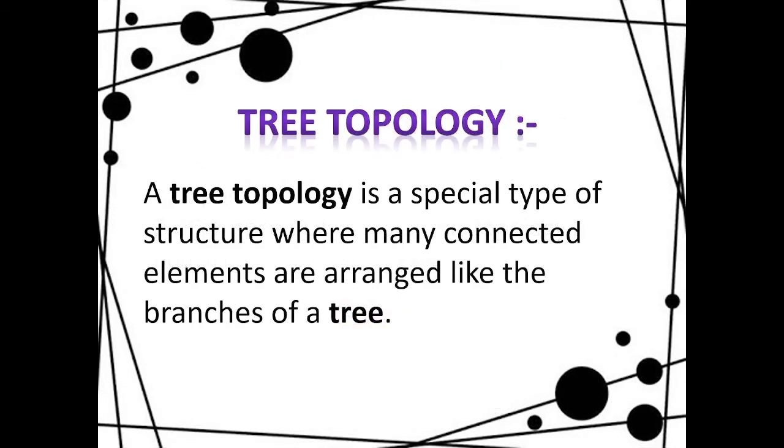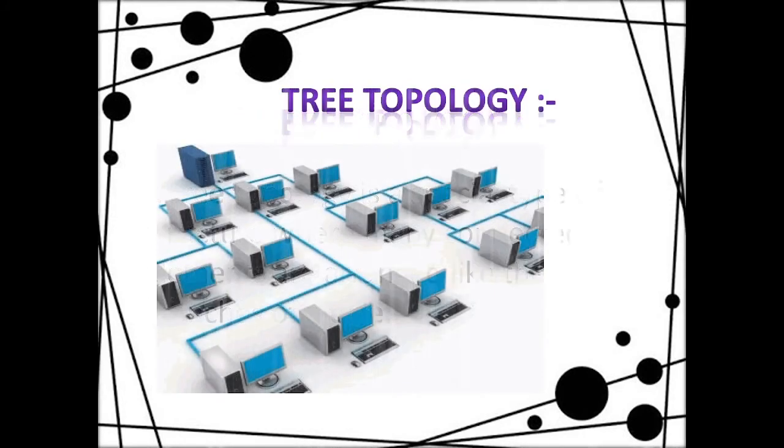Next topology is the tree topology. A tree topology is a special type of structure where many connected elements are arranged like the branches of a tree. We can see one example here, as this is an example of a tree topology. In the tree topology, there are systems connected with each other in a tree structure.